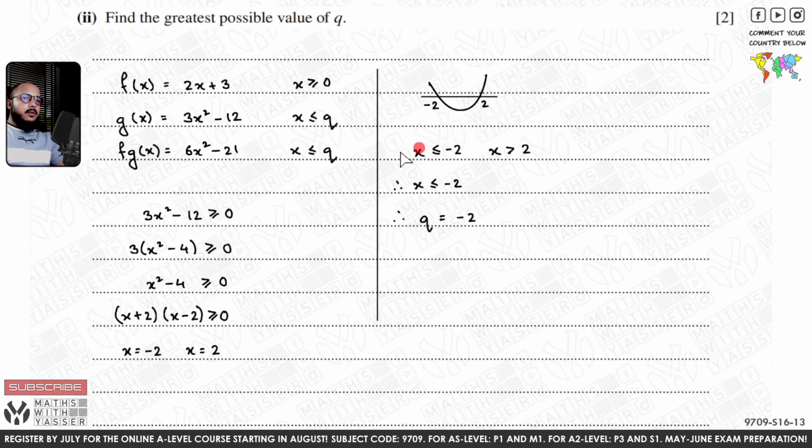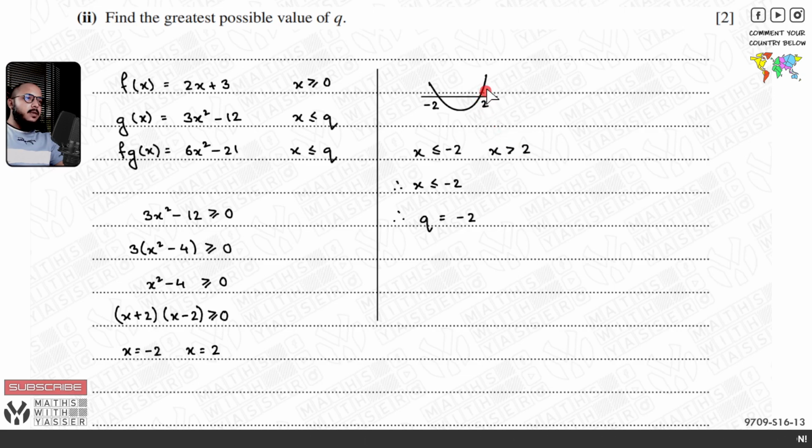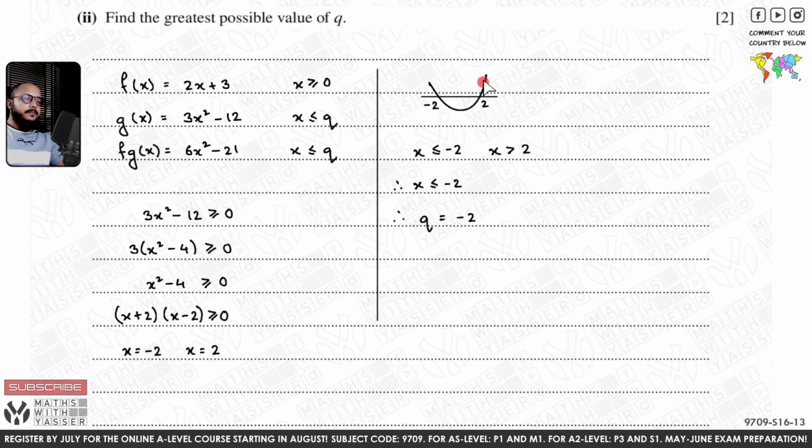Now for the expression to be greater than or equal to 0, x must be less than or equal to negative 2. This part is positive. And again, x has to be greater than or equal to 2 because this side is positive. But in the question, we saw that x is less than or equal to q. That means we have to discard this part and just take x less than or equal to negative 2. That means q is equal to negative 2. And this is the greatest possible value of q, and it goes below this.